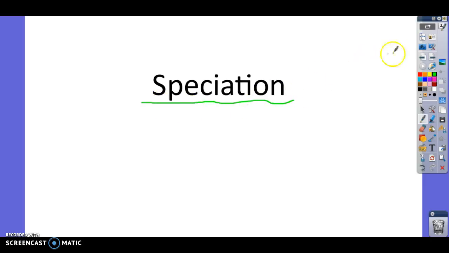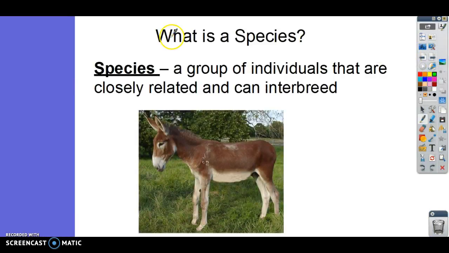So today we're talking about speciation, or how species form. So in order to do that, first we have to talk about what a species is. So what is a species? A species is a group of individuals that are closely related and can interbreed. Now, what does it mean to interbreed? What does that word mean, interbreed? Interbreed means they can mate with each other, okay?